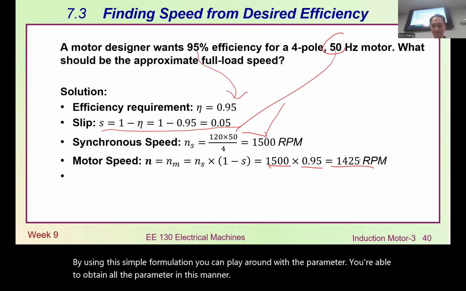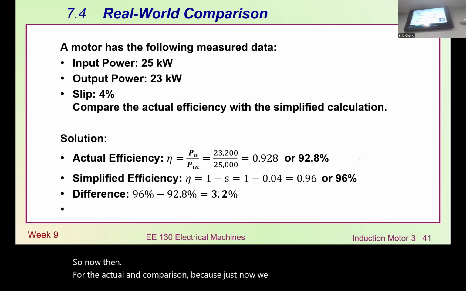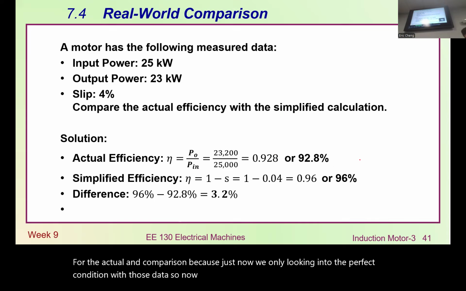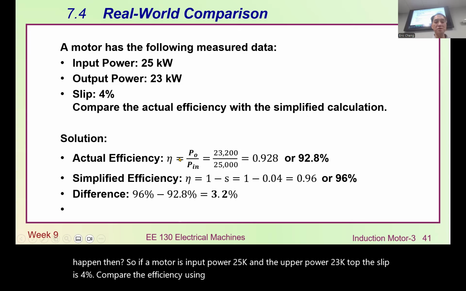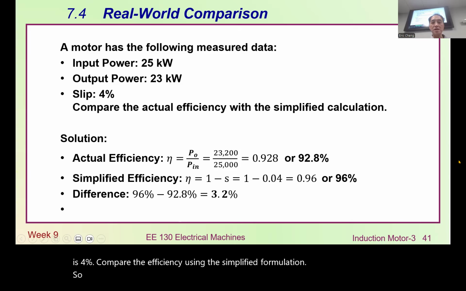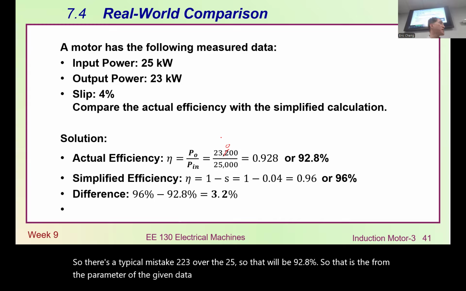All right, get that? So now for the actual comparison, because just now we were only looking into the perfect condition without the stator. So if we look at other parameters, what will happen then? If a motor has input power 25 kW and output power 23 kW, the slip is 4%. Compare the efficiency using the simplified formulation. So the efficiency will be 23 over 25, so that will be 92%. Sorry, there's a typo mistake. 23 over 25 will be 92%. So from the parameters of the given data, the efficiency will be 92%.